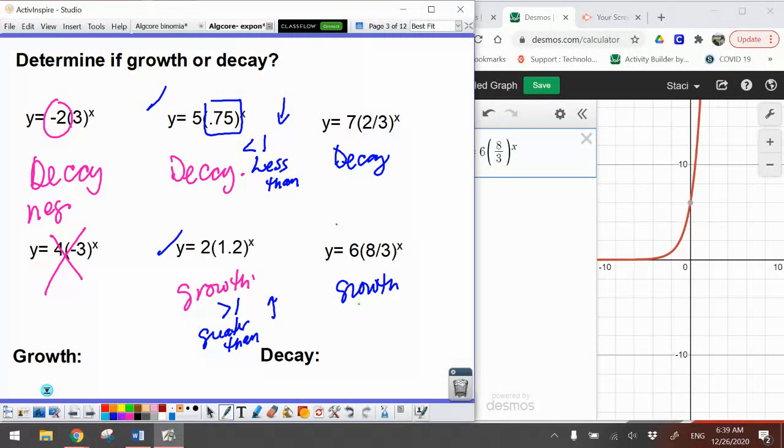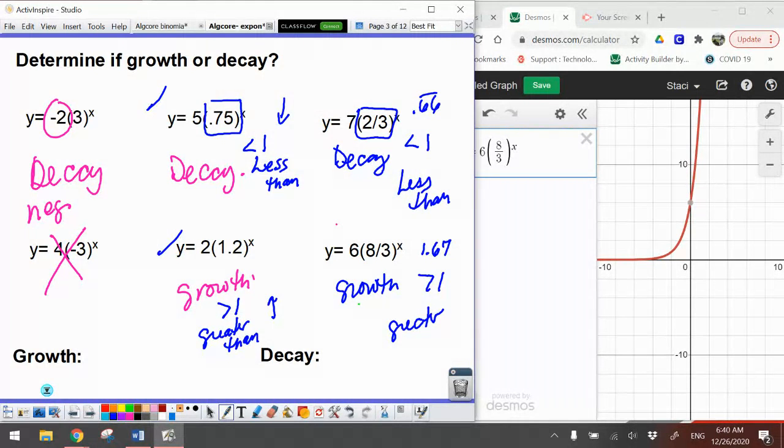What's the difference between 2/3 and 8/3? Well, that fraction is less than 1. 2/3 is 0.66666666, or 66 repeating. So that's less than 1, whereas 8/3 is 1.67. So that's more than 1. So this one is greater than 1, and this one is less than 1.